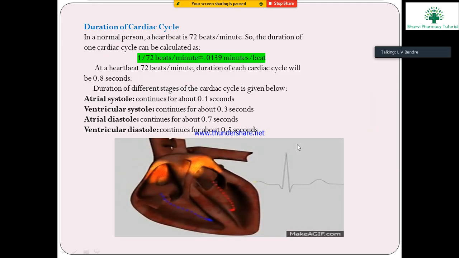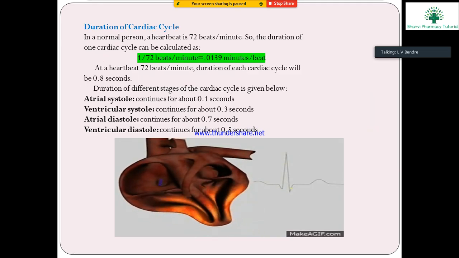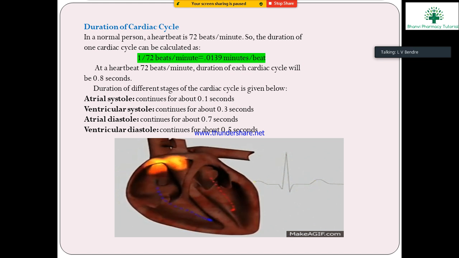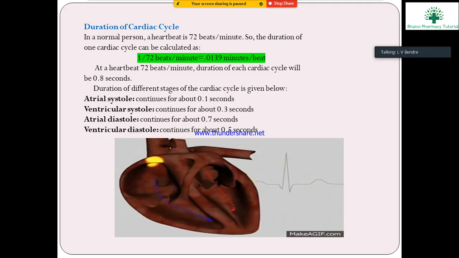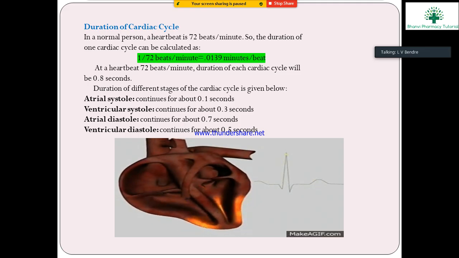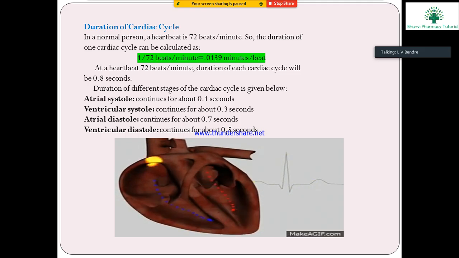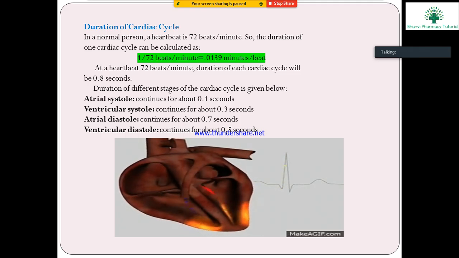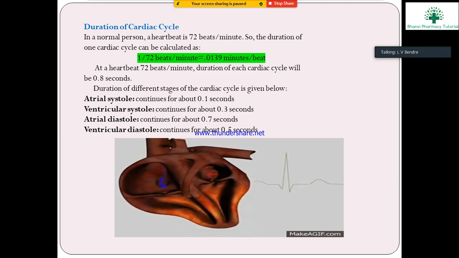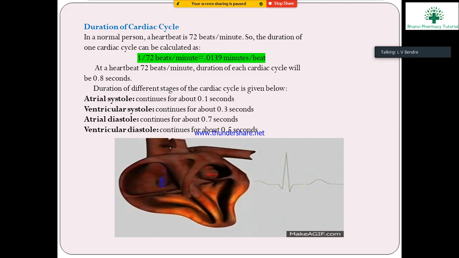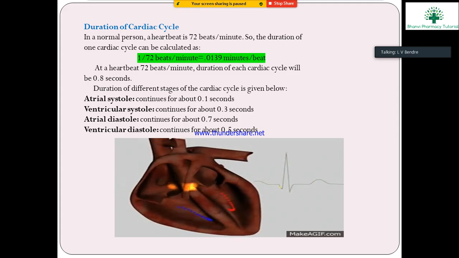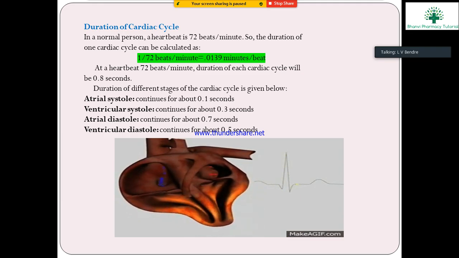Next, the duration of the cardiac cycle. As usual, in normal persons the heart beats 72 beats per minute. So the duration of one cycle can be calculated as 1 divided by 72, which is 0.139 minutes per beat. The duration of each cardiac cycle is 0.8 seconds. The duration of different stages of the cardiac cycle is given below.